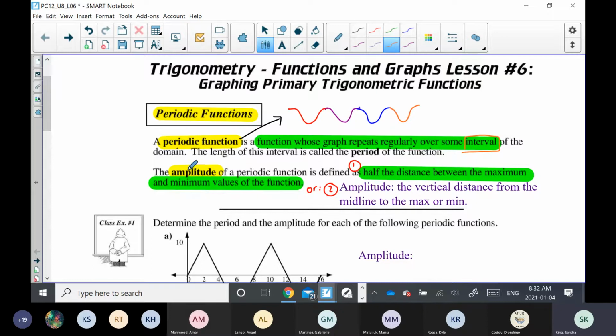Okay, the second definition I want you to highlight is this word amplitude. The amplitude of a periodic function: if I said, okay, this is your graph right here, what's the amplitude of this graph? There are 2 sort of definitions for amplitude. The first definition is half the distance between the maximum and minimum values. The second definition is the vertical distance from the midline to the max or min. So I just want you to take a minute and write down this definition here, and then we'll go through what amplitude is when we look at the first 2 examples. So amplitude is the vertical distance from the midline to the maximum or the minimum of the graph.